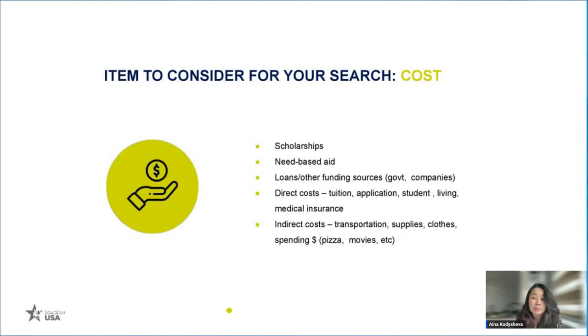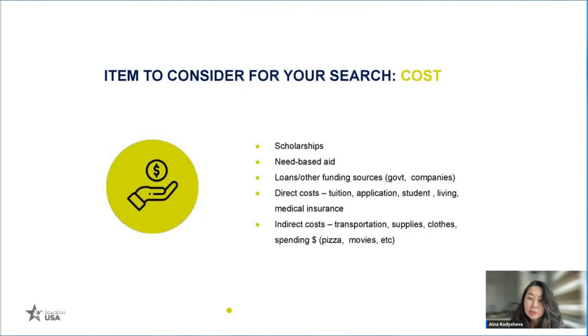Next thing is loans and other funding sources. Federal loans are available for international students during their studies in the United States. But here we should say that if you want to apply for a federal or state loan, you need to have a co-signer on this loan who is an American citizen or green card holder. So this way is not good for everyone. And when you take a loan, you need to pay it back after you finish your university. The day you finish your university, the loan should start to be paid back.